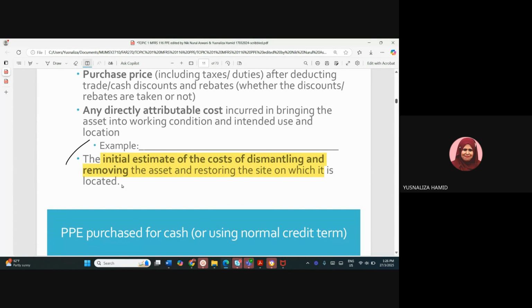So under MFRS 116, the future cost, you need to calculate how much is the cost if I need to remove the machine, or how much is the cost if I need to demolish the building. If you talk about demolition of building, the building is constructed, and then after 30 years you go and demolish the building. The cost of demolishing the building, which is the future cost, must also be estimated. However, for the purpose of the initial cost calculation, the present value of that future cost to be incurred in the next 20 years, the next 5 years, must be included in the calculation of initial cost. So that was what we have done before this.